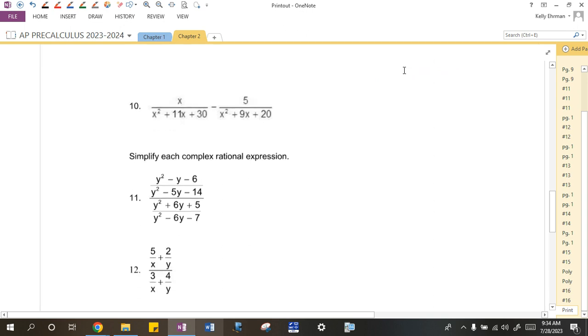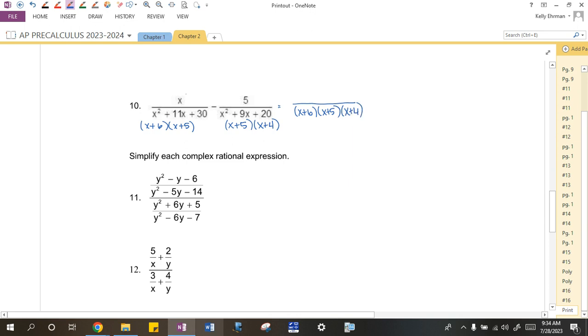Number 10 is a subtraction problem. So first let's factor our denominators to see what we're working with. So for 30, we could have 5 and 6, right? To get 11 in the middle. 20 is going to be 5 and 4. So this common denominator, I don't see any squareds involved, but you have to have one of each factor represented. So you need an x plus 6, you need an x plus 5. They both have that, so we don't write it down twice, just once. And then we need an x plus 4.